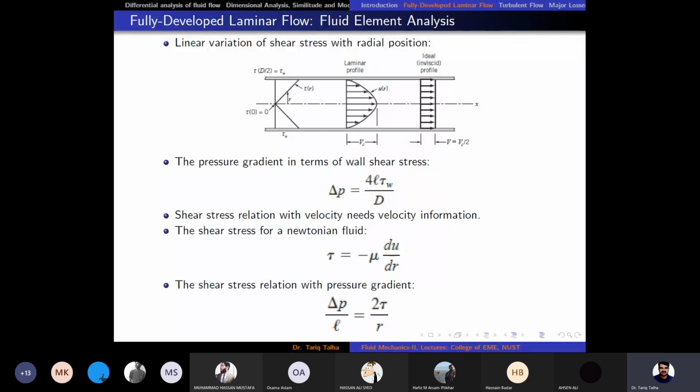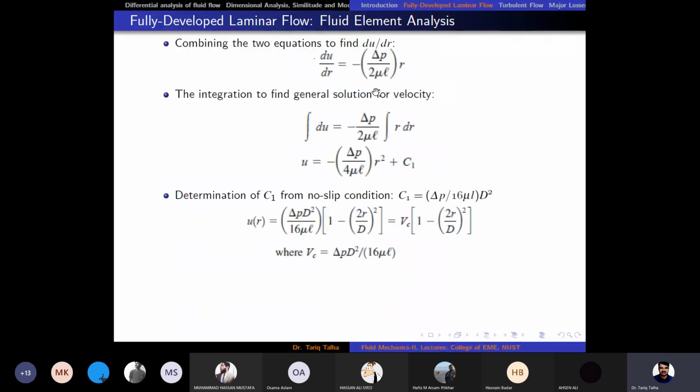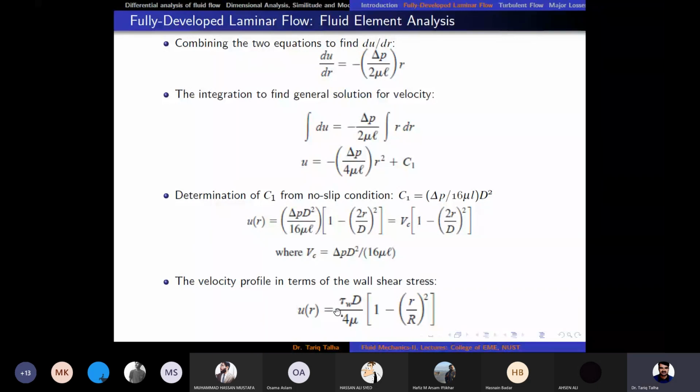So delta P upon L is equal to 2 tau upon R. From here we get the tau value, which would be equal to delta P into R divided by 2L. Then if we take mu to the left hand side and do the integration, all the stuff which I have done on the whiteboard, we would be able to get u of r is equal to Vc into 1 minus r upon R squared, because capital D is 2R. We can also write it in terms of tau wall.